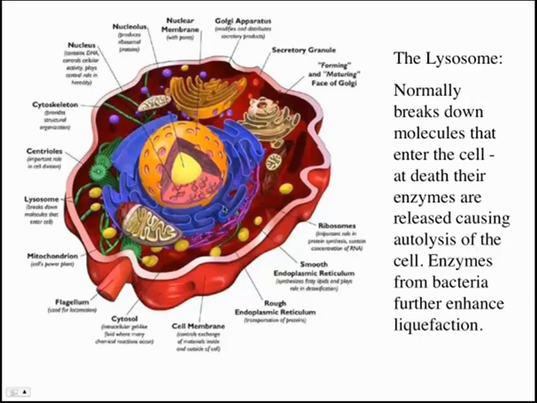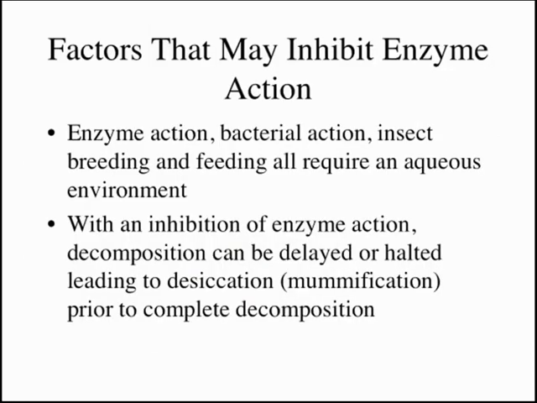So the cell begins to disintegrate. Enzymes from bacteria, as we mentioned before, further enhance liquefaction. So what was a nice cellular structure now becomes liquid goo. There are a lot of factors that may inhibit enzyme action, and this is how mummies can be made. Other enzyme action, bacterial action, insect breeding, and feeding all require a liquid environment.